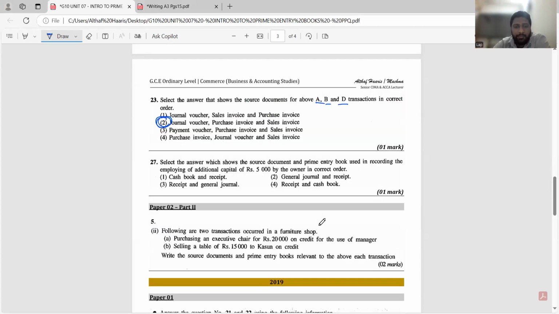Next. Select the answer which shows the source document and the prime entry book used to record the owner bringing additional capital. So here the owner is bringing money, yeah? It is a cash receipt, prime entry book, cash book. So the source document is a receipt. Cash book and a receipt. So what's the answer? The first one is the answer.